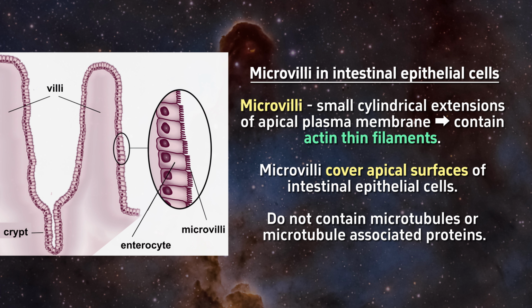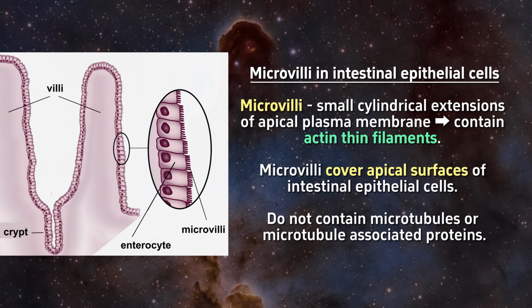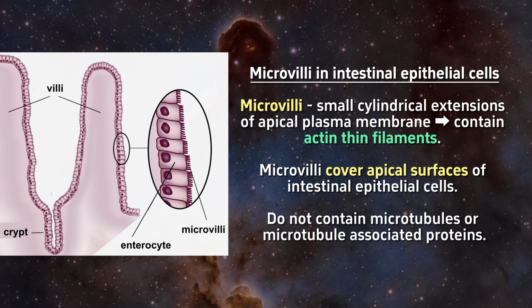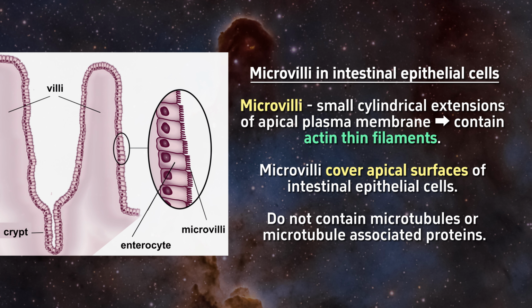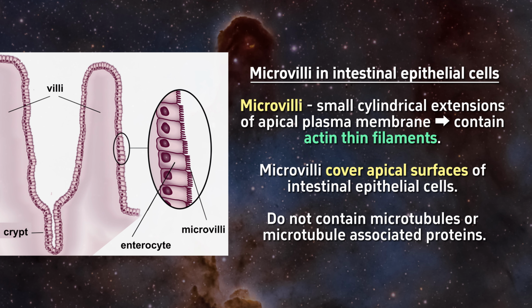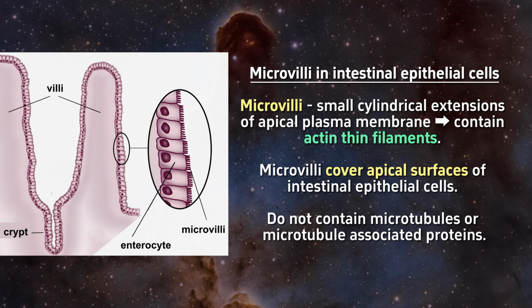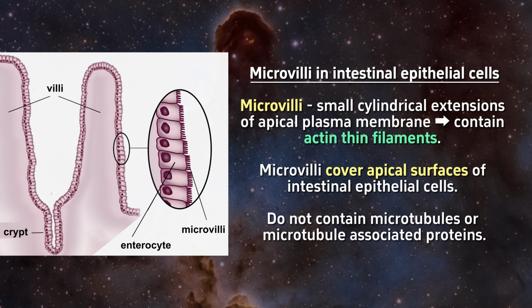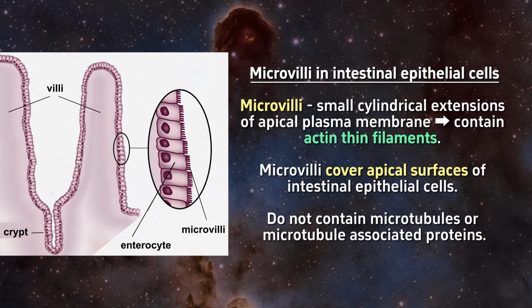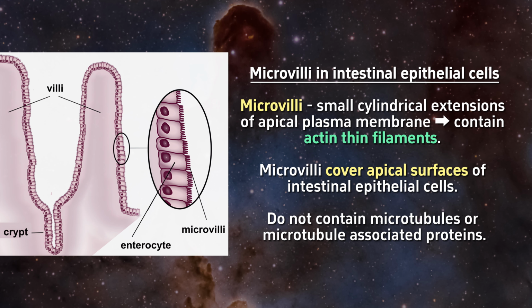Choice E, microvilli are small cylindrical extensions of the apical plasma membrane that contain actin thin filaments. Microvilli cover the apical surfaces of intestinal epithelial cells. They do not contain microtubules or microtubule-associated proteins.